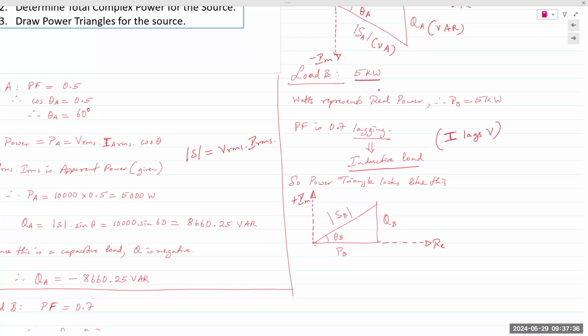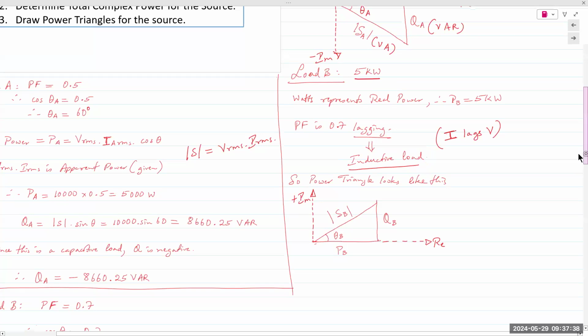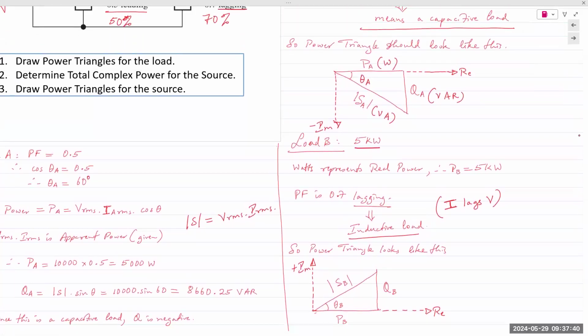Okay, inductive load. So power triangles have to be drawn accordingly. For a capacitor, QC is negative, so it points straight down. For an inductor, QL is positive, so it points straight up. Plus 90 and minus 90, right? So this here would be minus 90.